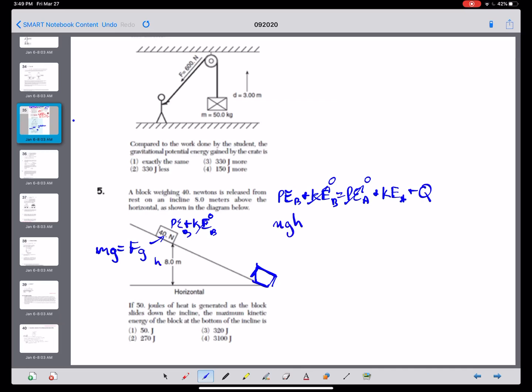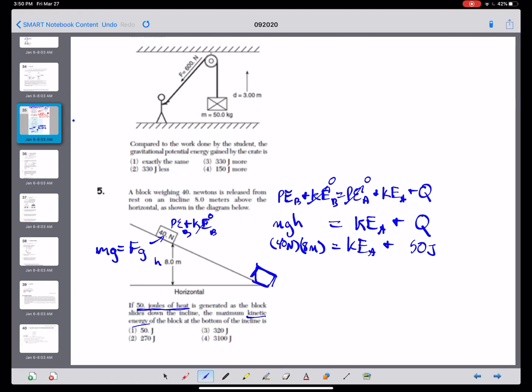mgh equals KE after. They're asking for the KE. So now they're asking for velocity. So I could leave it as KE after, plus, and they gave us a Q. I'll write it here as Q for now. Now I'll plug in my numbers. For mg, the whole mg is 40 newtons. Height is 8 meters. Equals whatever the KE after is, plus our Q. It said 50 joules of heat is generated. That Q is heat. 50 joules, right here. 50 joules of heat added.